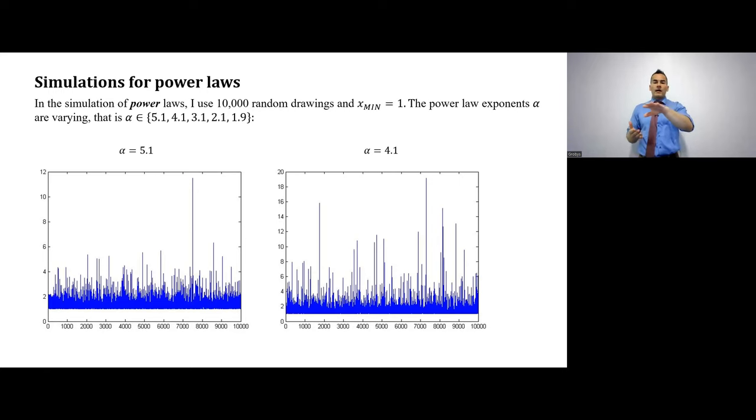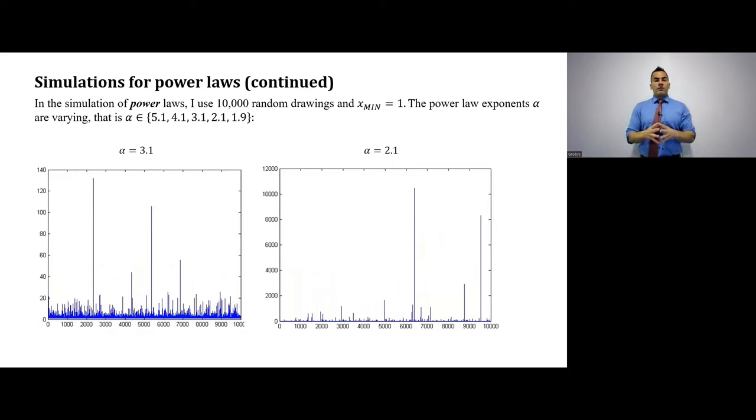We also see other large observations, some around 16, and a few around 10 to 12. But still, the vast majority of observations you can clearly identify are between 1 and 2. So here we see already a difference: as we move from exponent 5.1 to 4.1, the economic magnitude of the largest observations increases roughly by a factor of 2.